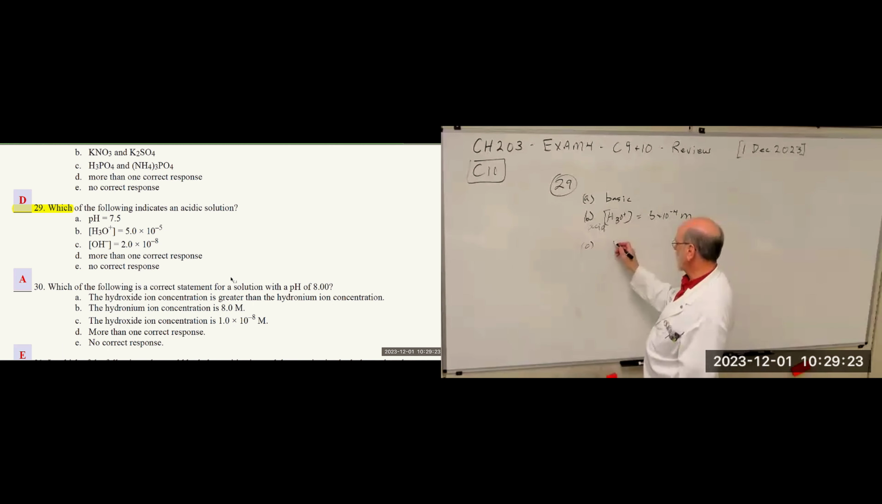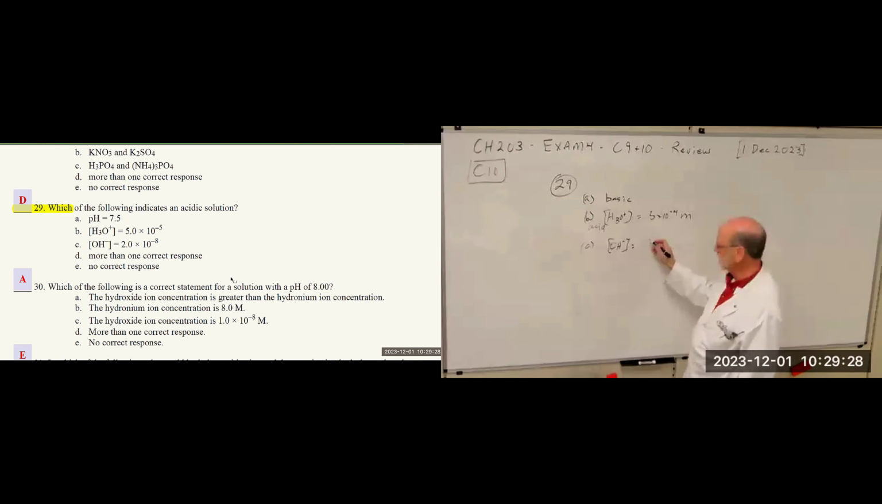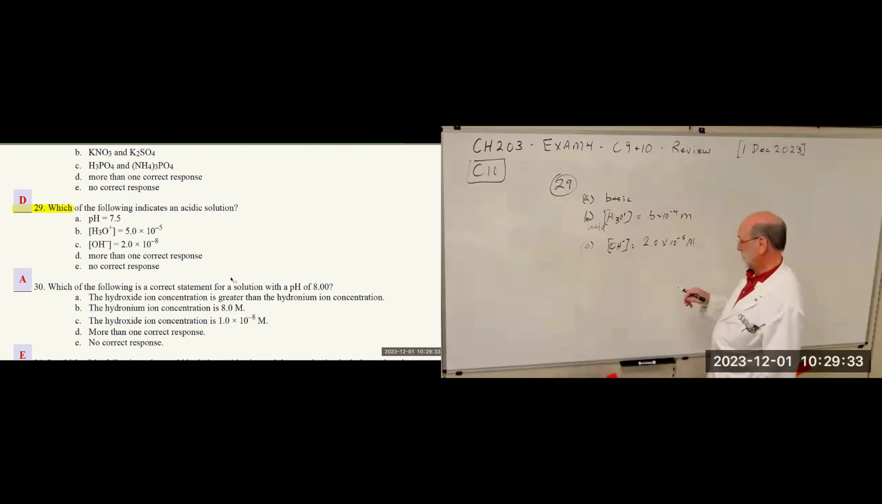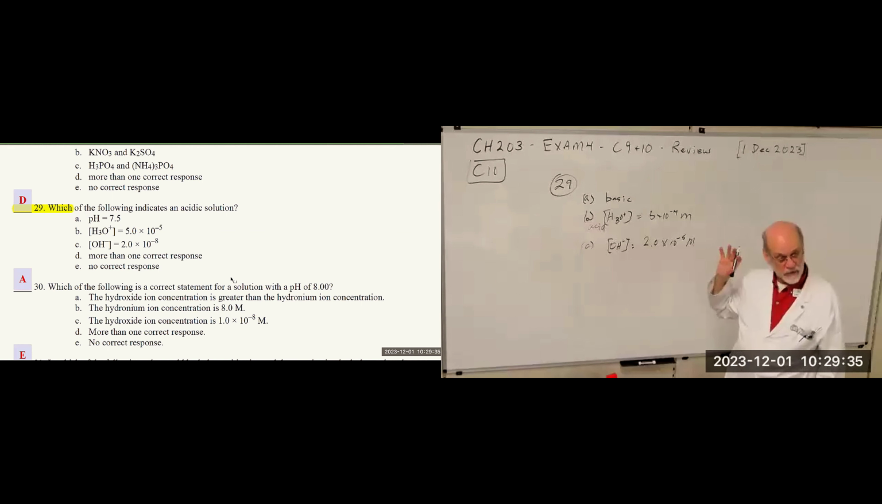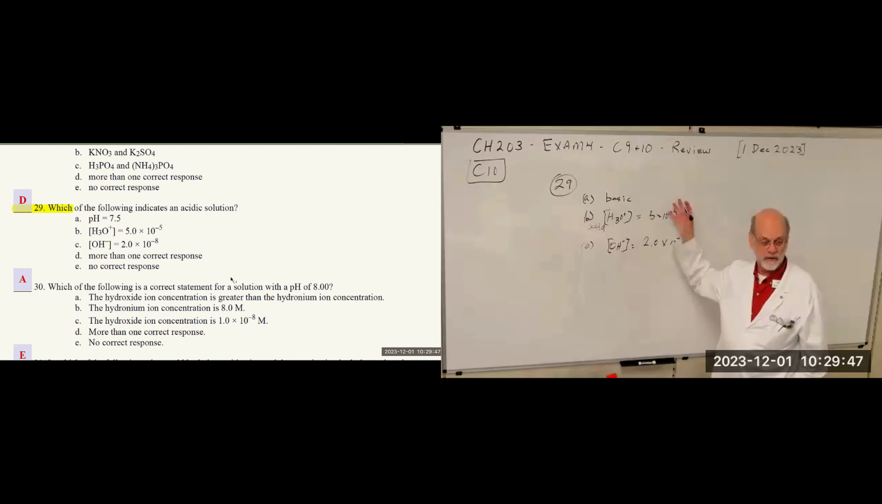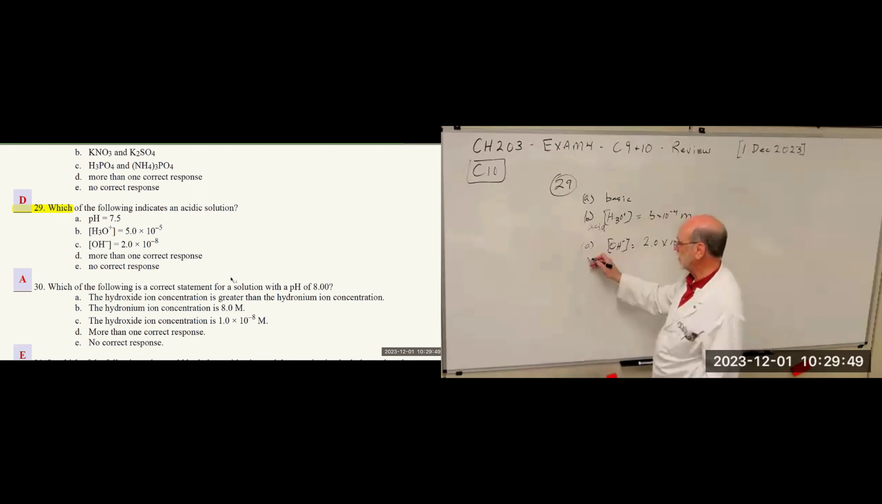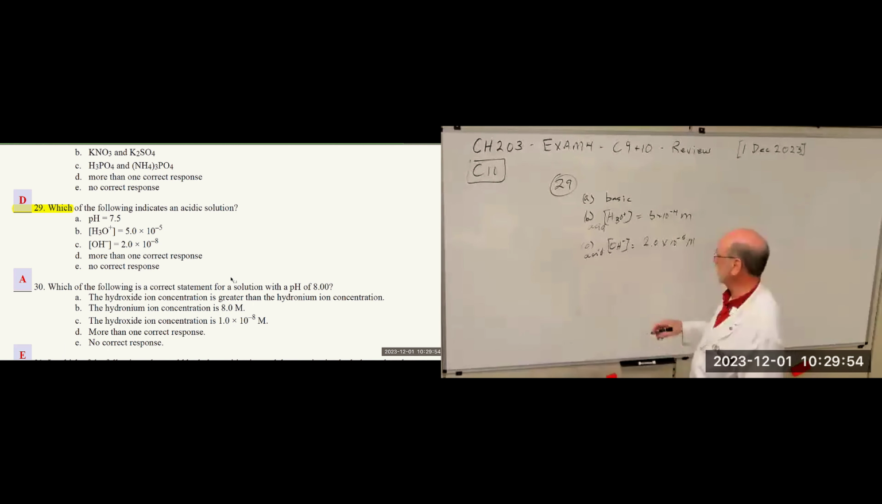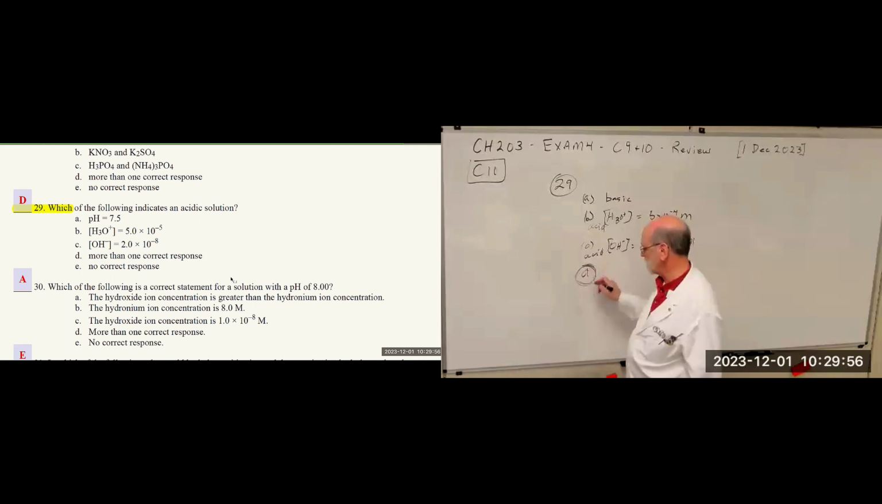C, OH concentrations. Hydroxyl ion concentration is 2 times 10 to the minus 8 molar. If it were neutral, this concentration would be 10 to the minus 7. But it's less than 10 to the minus 7, which means the hydrogen ions have to be more than neutral, which makes it acidic. So more than one is correct. D is the correct answer.